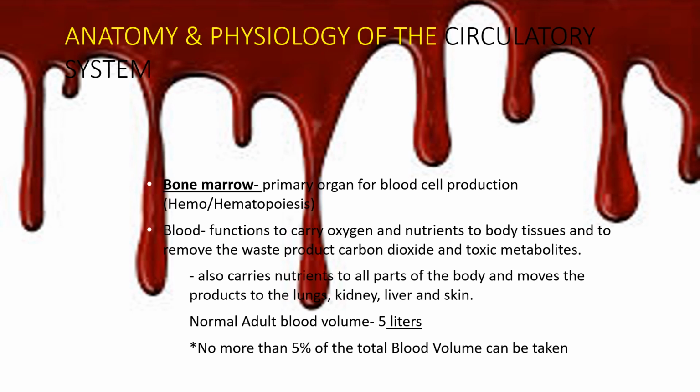Then you have your blood, whose function is to carry oxygen and nutrients to the body tissues and to remove the waste products, carbon dioxide, and toxic metabolites. And also, it carries nutrients to all parts of the body and moves the products to the lungs, kidney, liver, and skin. So the normal adult blood volume is 5 liters. So approximately 68 kilograms contains approximately 5 liters of blood.